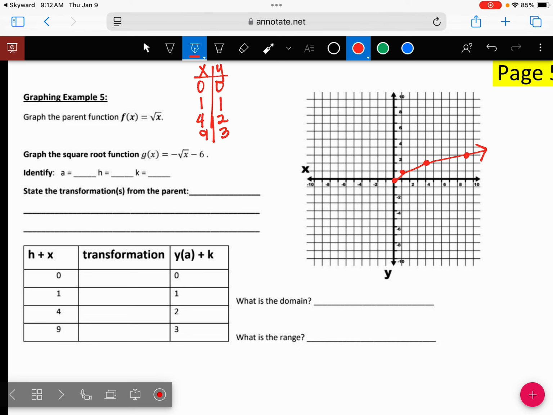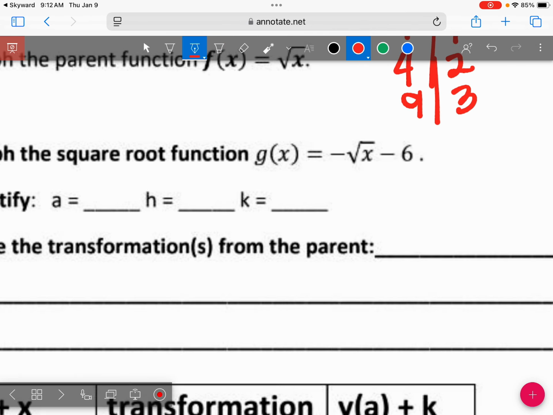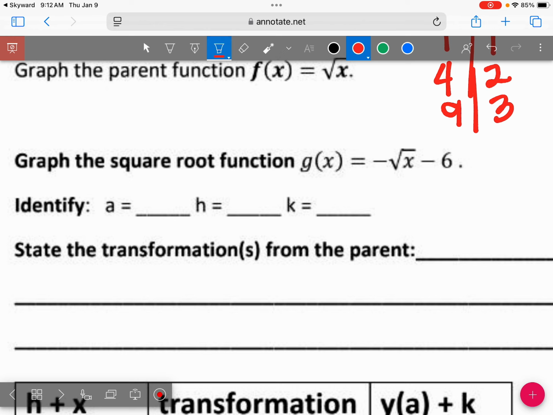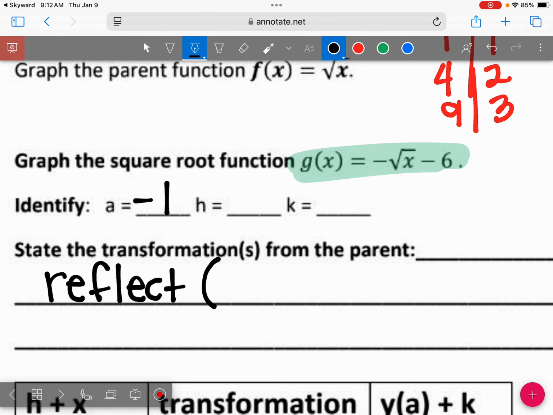So the a value is always the number in front of the square root. So let me zoom in real close here. So I'm looking at this one. That a value is that -1 right here. So put a -1 for a. Because a is negative, it's going to make it reflect or flip. So now the graph is going to be an upside down eyebrow.